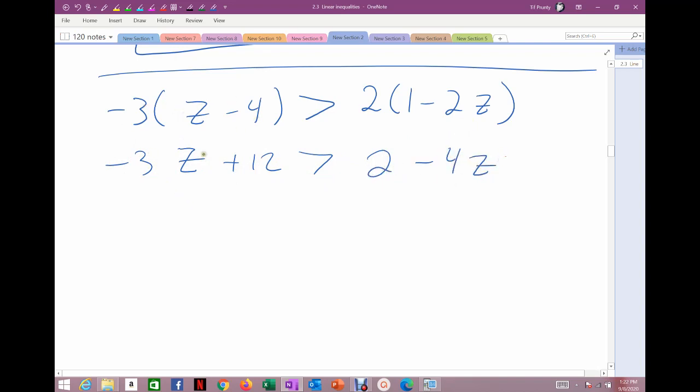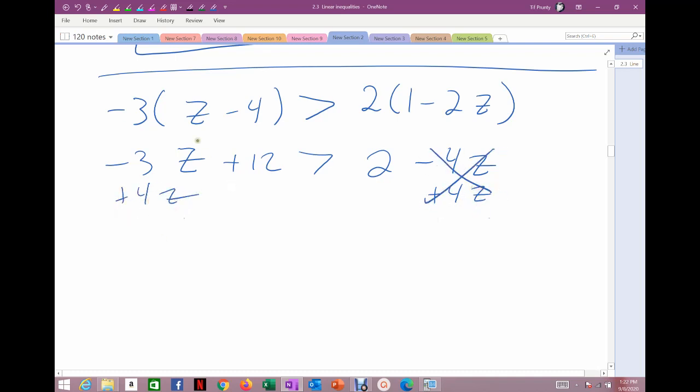So again, multiply through by my negative 3 to get negative 3z. Negative 3 times negative 4 gives me my positive 12, still greater than because I didn't do any subtracting or dividing. 2 minus 4z. All right, then it's up to you how you want to go. Again, I try to avoid negatives so we don't have to worry about moving the sign around. So I'm going to look here. If I add 4z, I'm going to get rid of the negative z. So I'm going to add 4z to both sides.